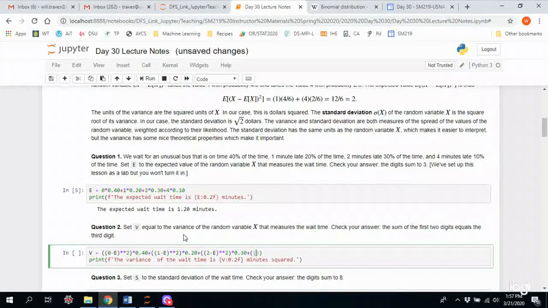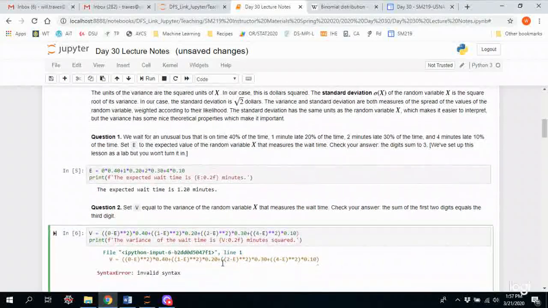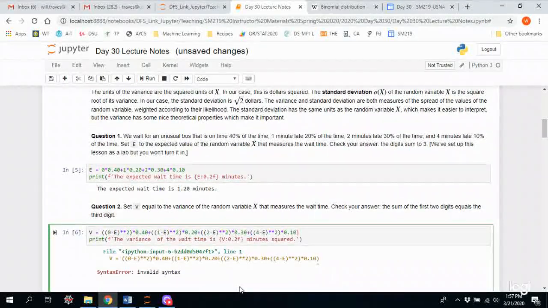And then 4 minus E squared, and weight that by 10%. There we go. And oops, when you run it, you run into a problem. Let's just see where the error is occurring here. It's occurring right at the end. Oh, what's the problem here? I don't need this extra bracket.